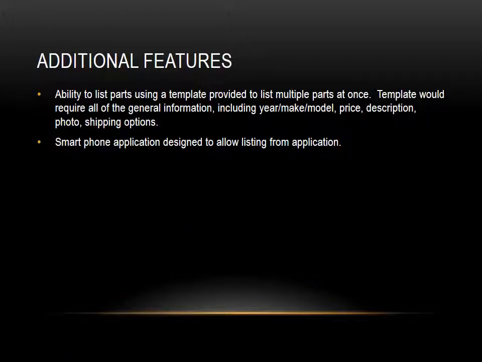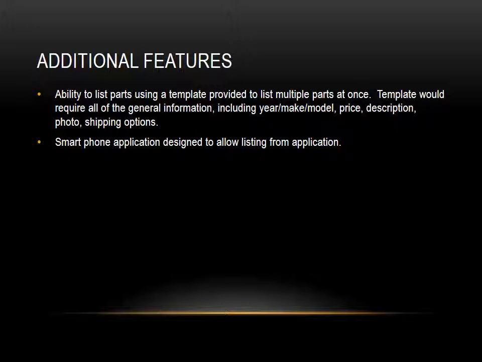The additional features that I did want to point out is that we would be able to provide a template for sellers to list multiple parts at once. The template could be downloaded and the seller could list all the parts, put the condition, the year, make, and model, the price, a picture added, and shipping options available, and just re-upload the template and have them all list at the same time. But a monthly subscription would be required for that, and the template would be provided by yourpartsmart.com.